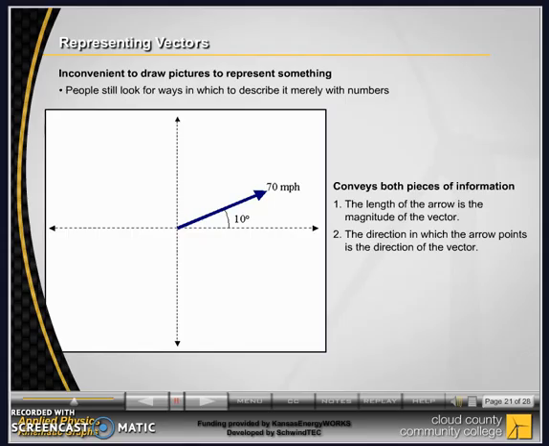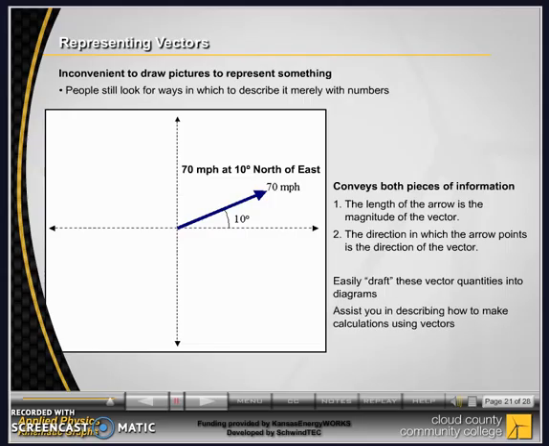For instance, to describe the car we were just talking about earlier, 70 miles per hour at 10 degrees north of east, we would simply draw an arrow like this. This is an example of representing vectors with polar coordinate system notation. As a technician, you can easily draft these vector quantities into diagrams which will assist you in describing how to make calculations using vectors.